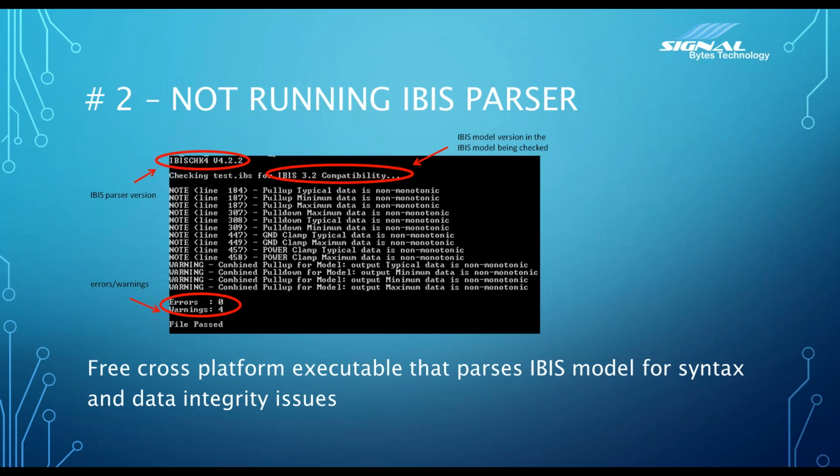But basically what happens is, for an output model or an I/O model that has both pull up and pull down curves and also clamp curves, the way the IBIS specification works is you have to separate them out. But then when you simulate, you add them together. So sometimes when you add those curves together, you get a little bit of a numerical, fuzzy number thing. So it looks like it's non-monotonic, but it's such a small value that it doesn't really matter, okay? So in general, if it's a warning, you should be okay with it.